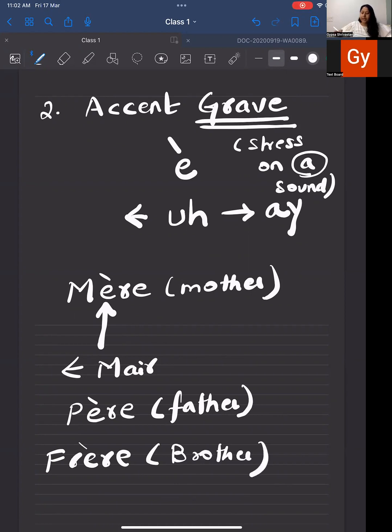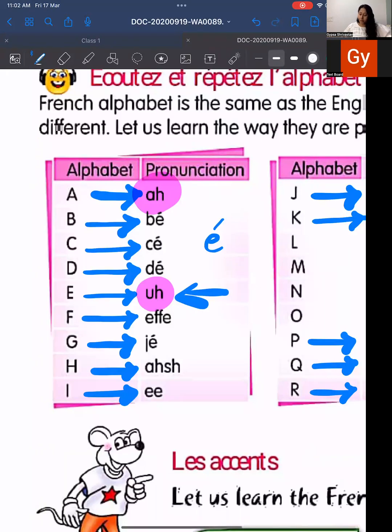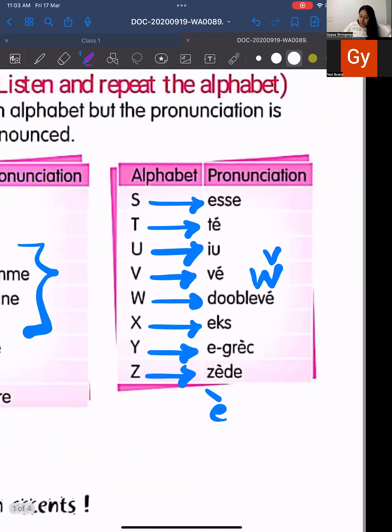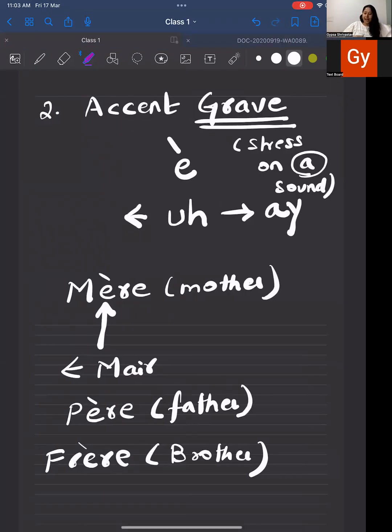If you notice, in the alphabet table that we discussed before, all of these are slight A sounds, accent aigu: bé, sé, dé, j'ai. But when you come to Z, it's an accent grave, Z. We're going to stress on the A sound, Z. Now, our third accent is known as accent cédille. Accent cédille usually comes on a C.